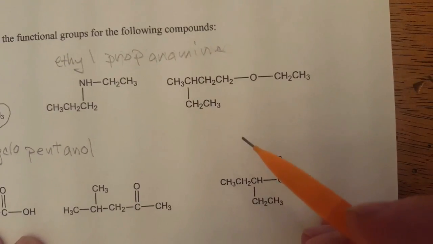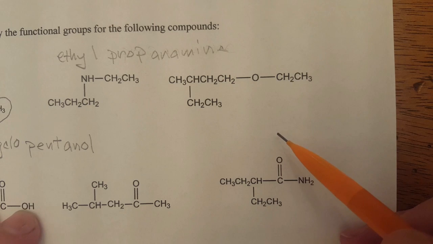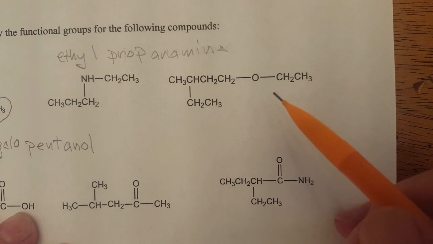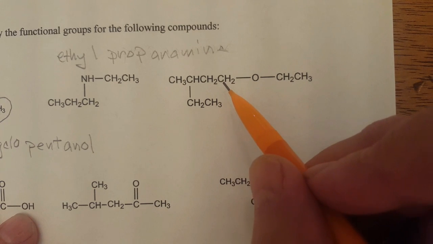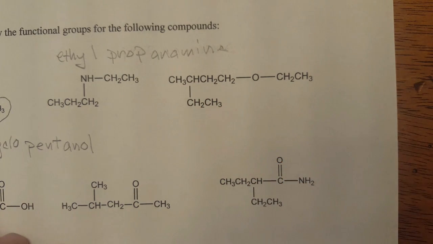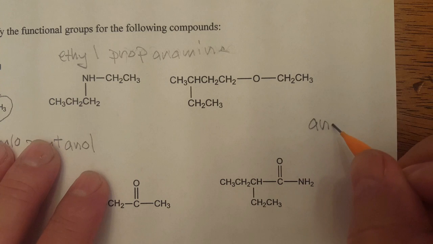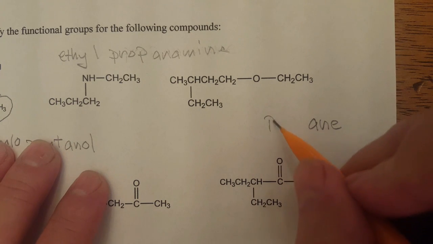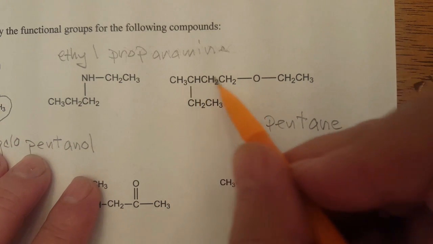Here's our ether, an oxygen with carbon on either side. So again, since everything else is a hydrocarbon with single bonds, it's going to be named after an alkane. And the alkane is going to be the longest chain. So that's going to be 1, 2, 3, 4, or 1, 2, 3, 4, 5. It's going to be a 5. So again, it's going to end in ane. 5 is pentane. So this is a pentane, right along here.